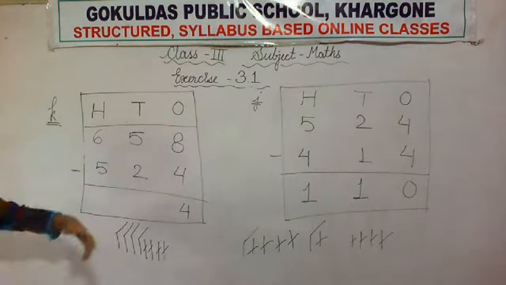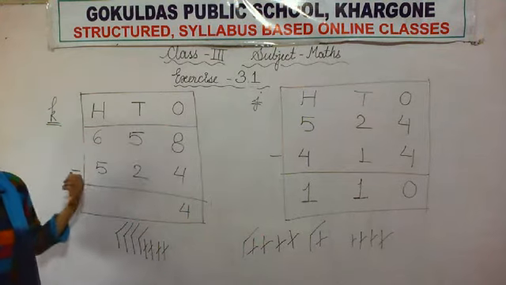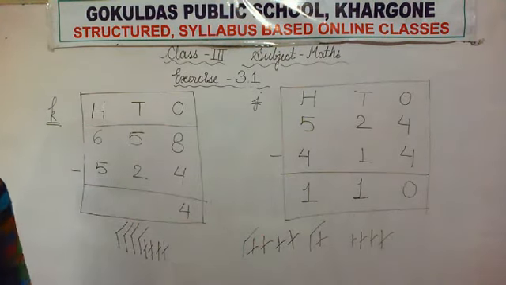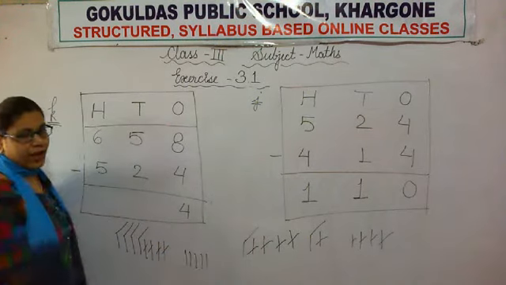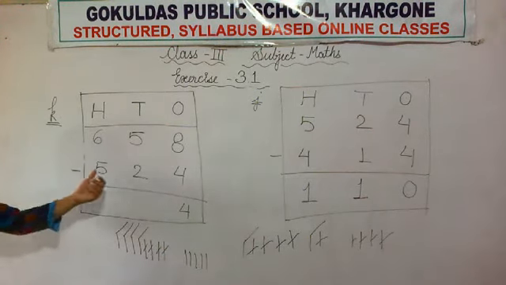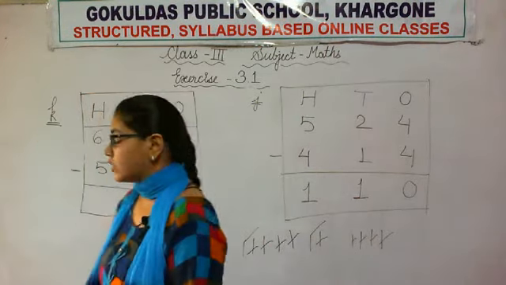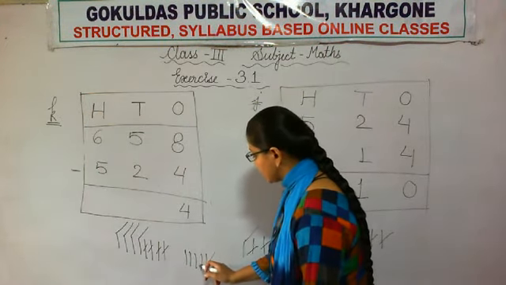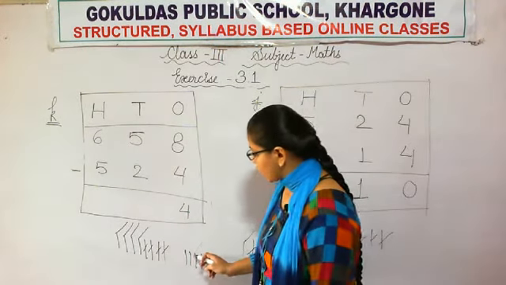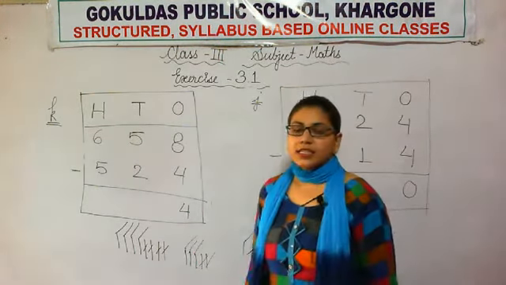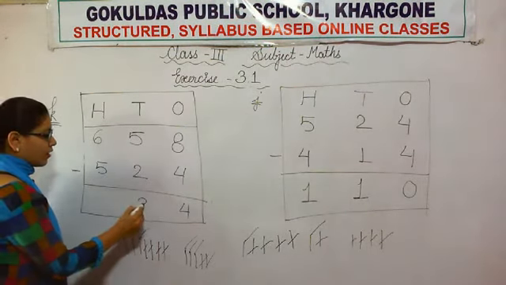Now moving towards the tens column. 5 minus 2. Firstly we will draw 5 sticks: 1, 2, 3, 4 and 5. Now minus 2, so we will cancel out 2 sticks: 1, 2. Now we will count the remaining sticks: 1, 2, 3. 3 sticks are remaining, so we will write the number 3.